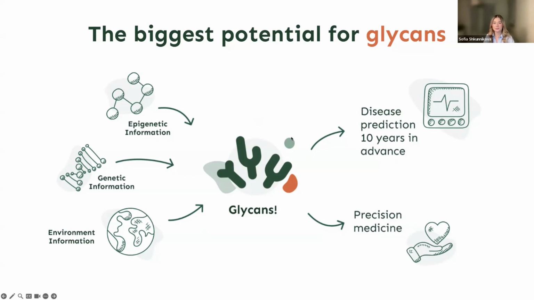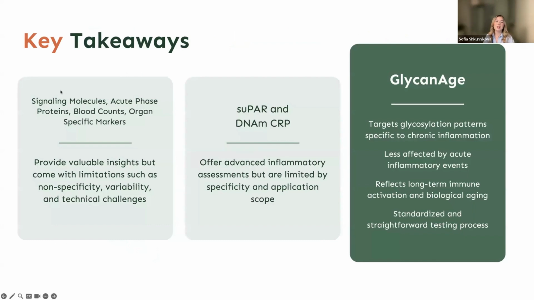and then take proper steps. So to summarize, signaling molecules, acute phase proteins, blood count, and organ-specific markers can provide valuable insights, but will come with some limitations such as non-specificity, variability, and technical challenges for some of them. suPAR and DNAm CRP offer advanced inflammatory assessments, but unfortunately are limited by specificity and application scope.